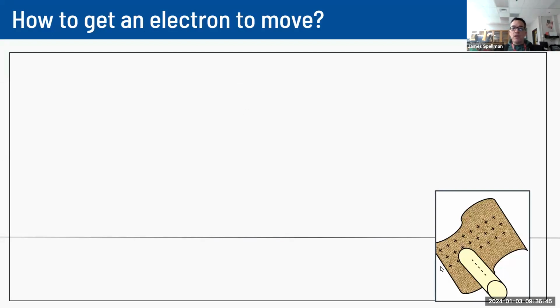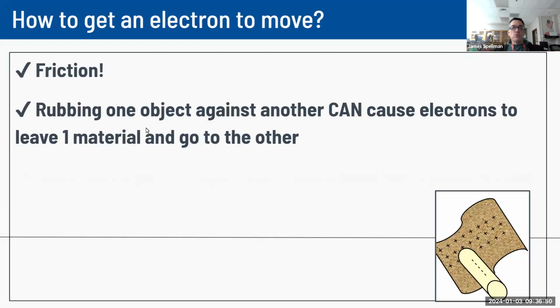There's several different ways. One of the first ones we'll go over now is friction. When we have two objects rub against one another, the electrons on one object may get pulled off of it and go to the other one if there's a difference in the affinity level. If you just rub your hands, you're not really going to have anything building up because each hand should have about the same affinity.